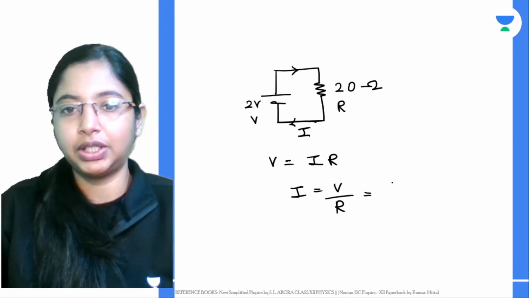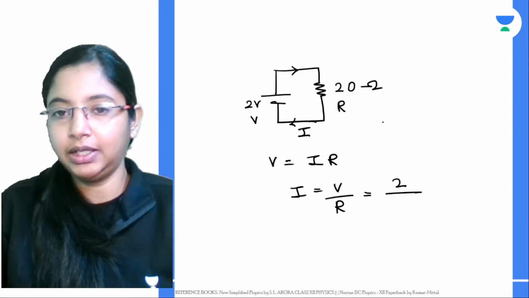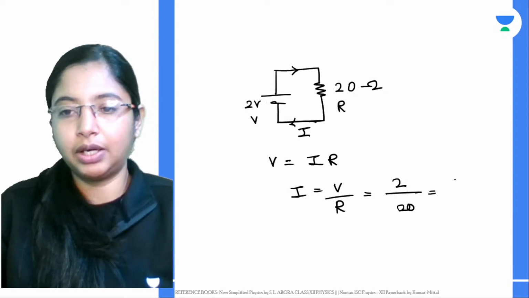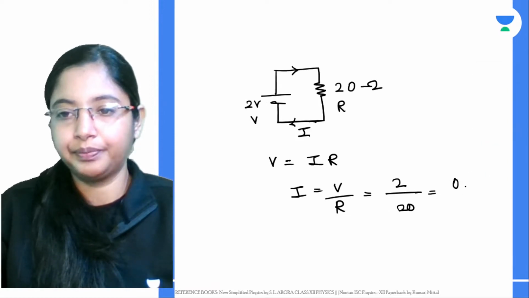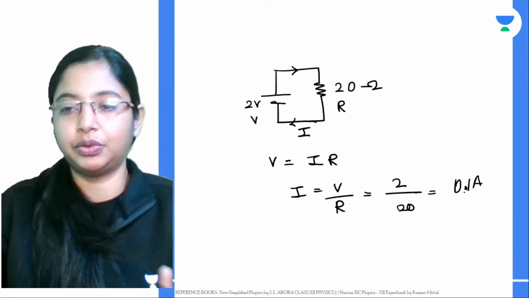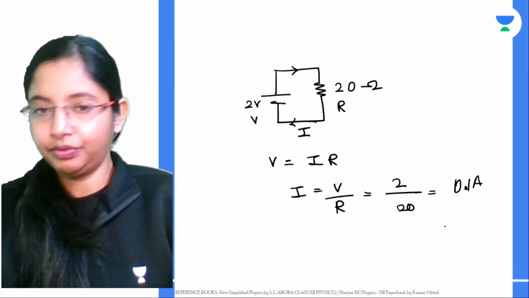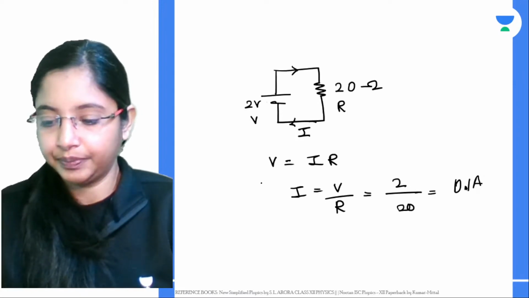What is voltage over here? That is 2 divided by resistance value over here is 20, right? That will give you around 1 by 10, that is around 0.1 amps you will get. Okay, this becomes your final value for the total current flowing in the circuit.